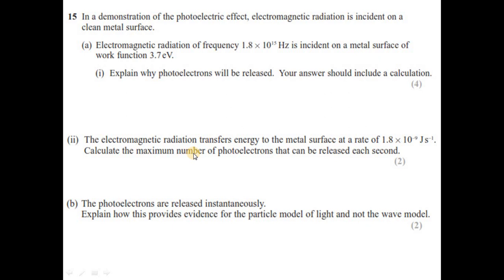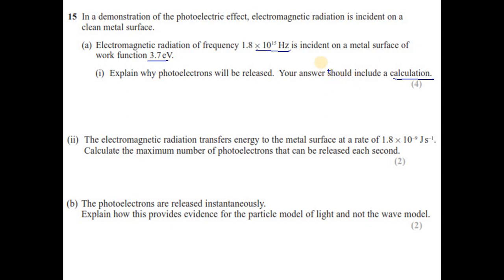In a demonstration of the photoelectric effect, electromagnetic radiation is incident on a clean metal surface. Electromagnetic radiation of frequency 1.8 × 10^15 Hz is incident on a metal surface of work function 3.7 electron volts. Explain why photoelectrons will be released. Your answer should include calculation.